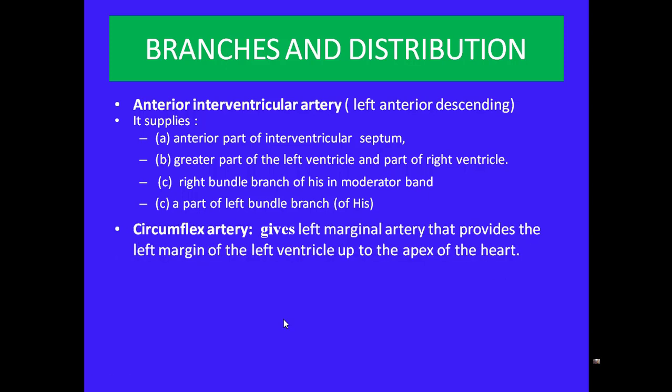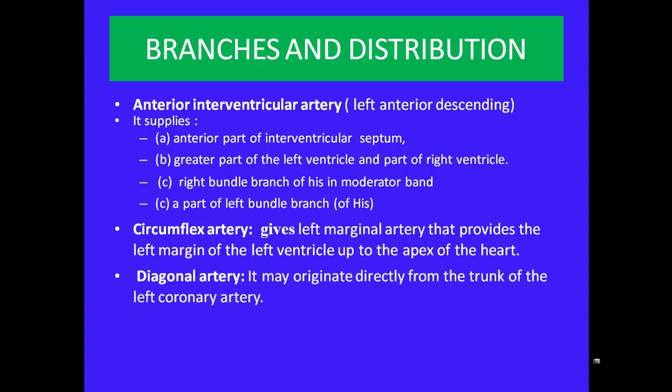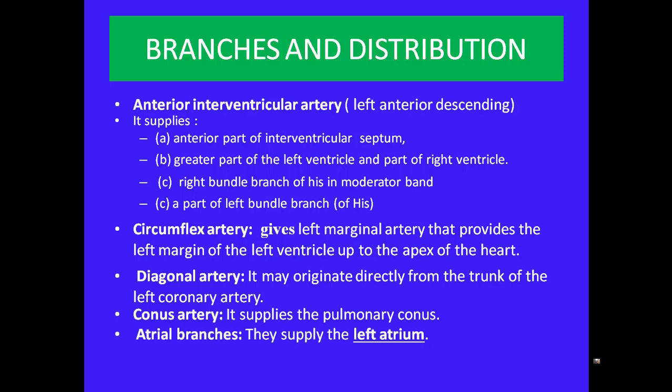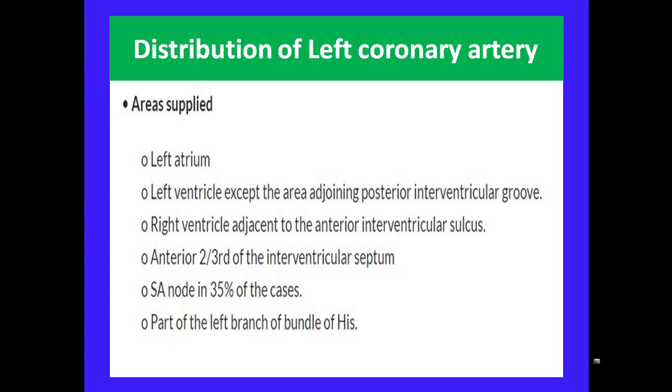The circumflex artery gives the left marginal artery that supplies the left margin of the left ventricle up to the apex of the heart. The diagonal artery may originate directly from the left trunk of the left coronary artery. The conus artery supplies the pulmonary conus. Atrial branches supply the left atrium. The distribution of the left coronary artery.